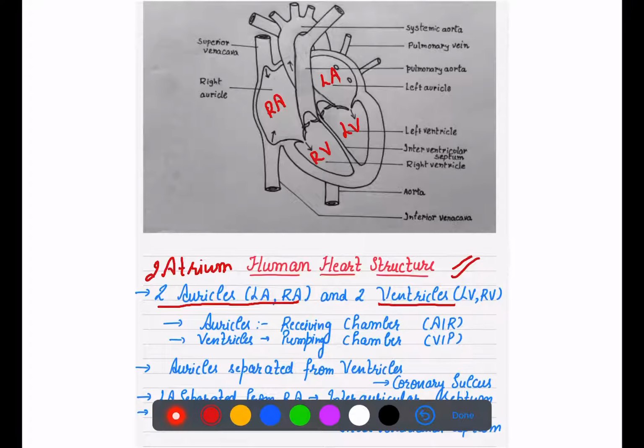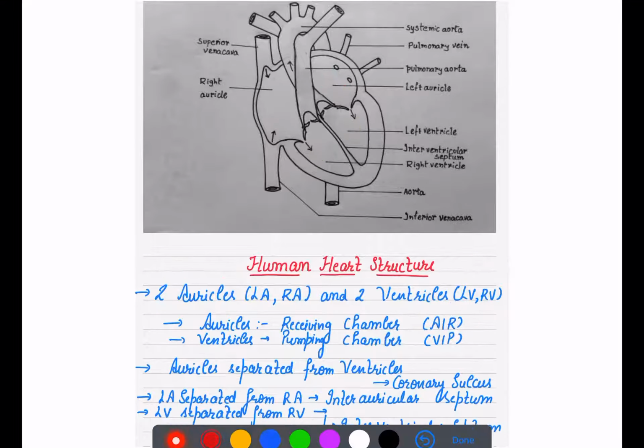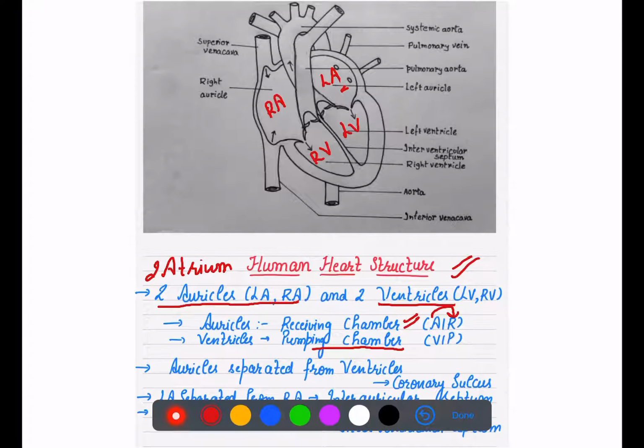Auricles, what are auricles? They are receiving chambers. A for A. I told you that you can remember this word AIR. Auricles are always receiving chambers, they will receive blood. And ventricles are pumping chambers, they will pump blood out of the heart, means they will send blood out from the heart. Now auricles are separated from ventricles with the help of the coronary sulcus.